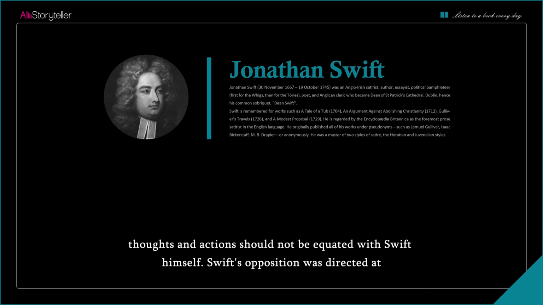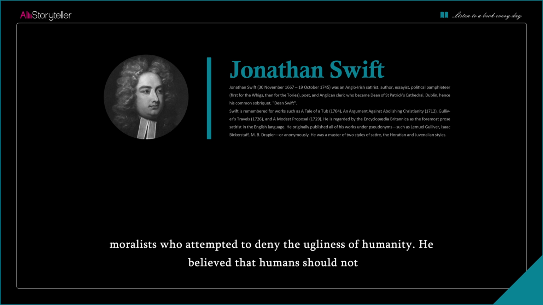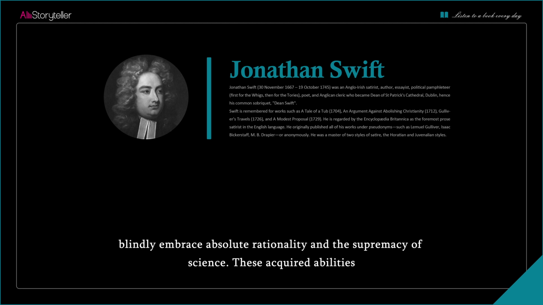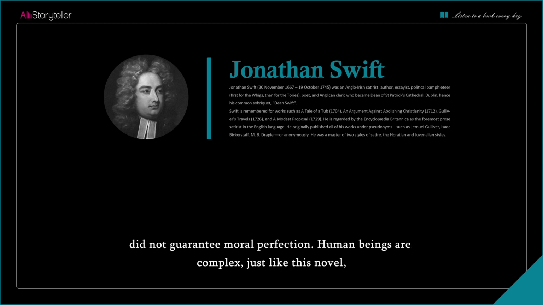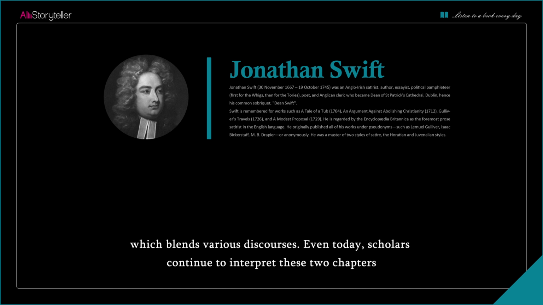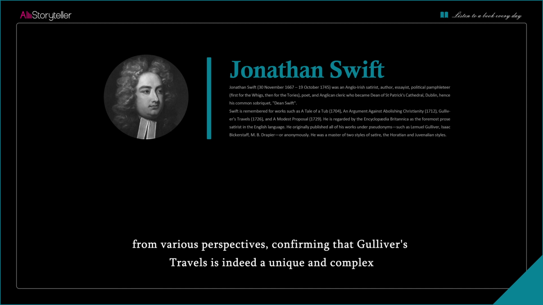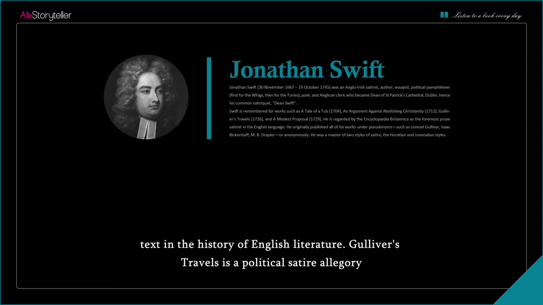Swift's opposition was directed at moralists who attempted to deny the ugliness of humanity. He believed that humans should not blindly embrace absolute rationality and the supremacy of science. These acquired abilities did not guarantee moral perfection. Human beings are complex, just like this novel, which blends various discourses. Even today, scholars continue to interpret these 2 chapters from various perspectives, confirming that Gulliver's Travels is indeed a unique and complex text in the history of English literature.